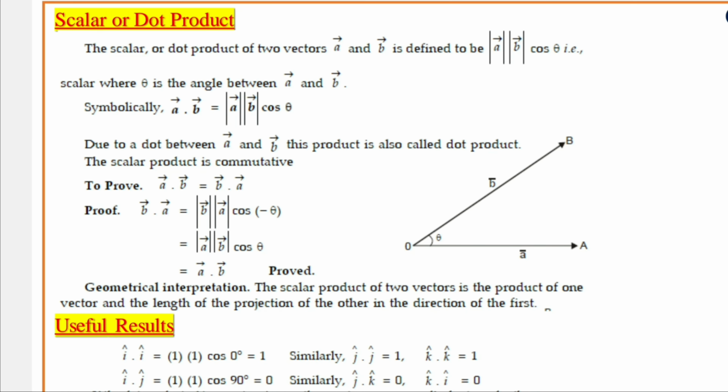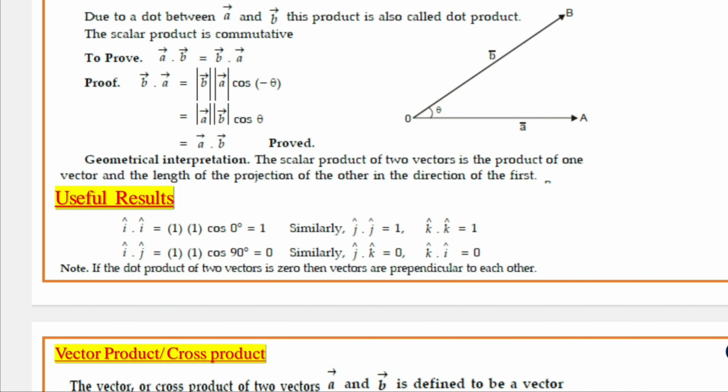Scalar or dot product, as I have told you, the dot product formula is given as follows. If A is a vector and B is a vector, the dot product is given by magnitude of vector A into magnitude of vector B into cos theta. So you find the magnitude of A and the magnitude of B and multiply with cos theta to get the dot product of the vectors. We also call it the scalar product of two vectors. Theta is the angle between vector A and vector B.